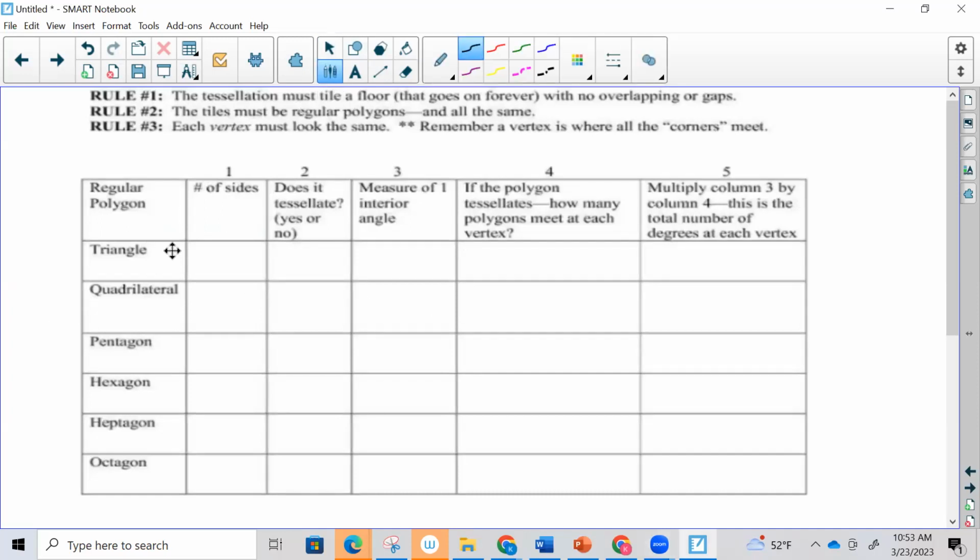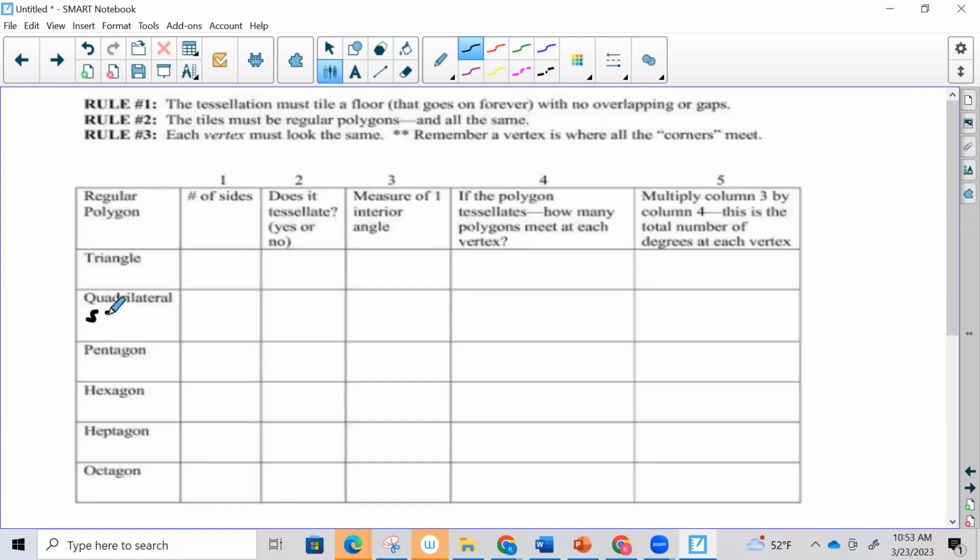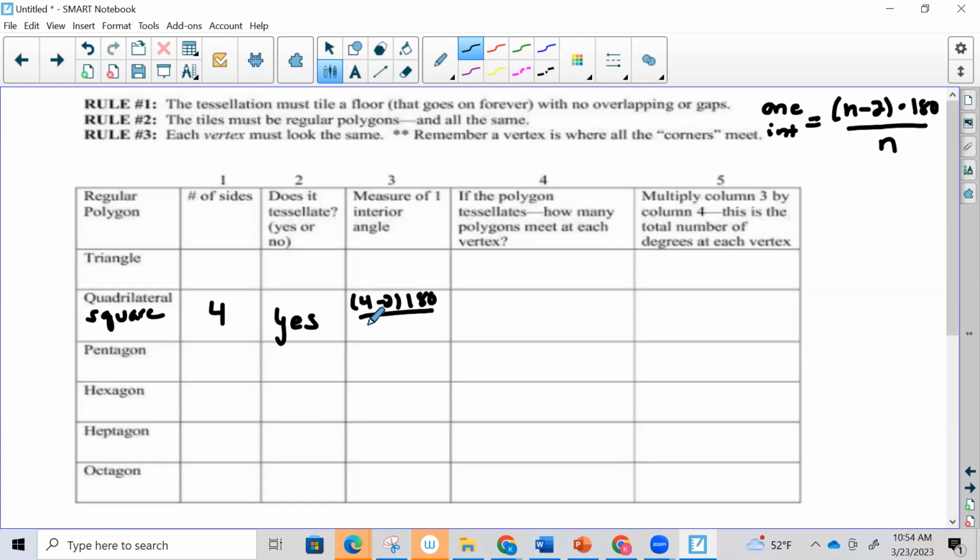So I'm going to do the quadrilateral. The quadrilateral, also known, if it's a regular quadrilateral, as a square, has 4 sides. Does it tessellate? We found yes. The measure of one interior angle, if you remember from unit 1, is equal to n minus 2 times 180, the number of sides minus 2 times 180, divided by n. So I'm going to do 4 minus 2 times 180 and divide it by 4. And if we do this, we get 90. Most of you already know a square's angles are 90. So if you know what it is, you don't have to write the work.